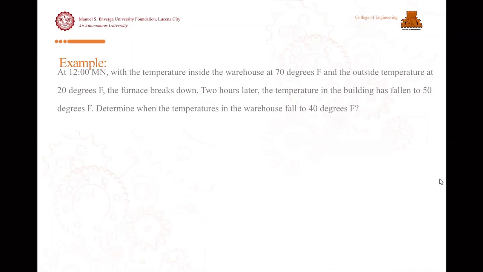Okay. So, you need to analyze the problem first, no? So, we have a warehouse, and then there's the outside. So, considering maybe that it's snowing, because the temperature outside is lower. So, we have a warehouse. It says the temperature inside the warehouse is 70 degrees Fahrenheit. Okay? And then, our outside temperature is 20 degrees Fahrenheit.